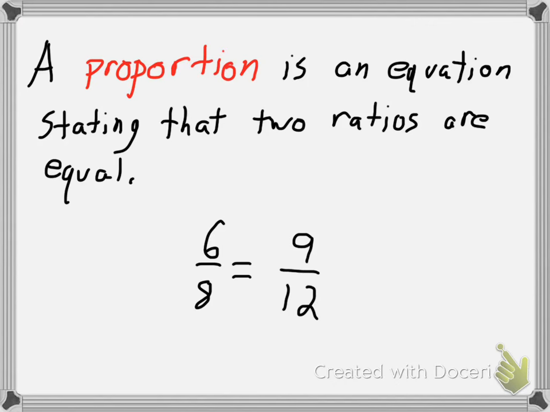Now, we know what an equation means. We know that when we have an equation, we have an equal sign. So anytime that we're talking about proportions, we need to have an equal sign showing that those two are equal. So we have the example here, 6 over 8 is equal to 9 over 12, or 6 to 8 is equal to 9 to 12. Those are two ratios that are equal, so they form a proportion.